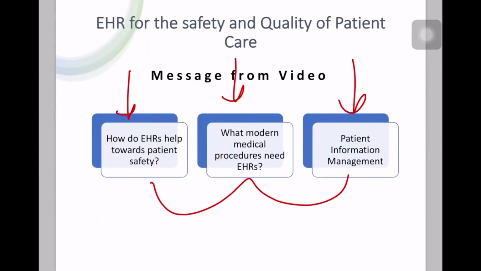The first question is, how does EHR help towards patient safety? This was explained with an example in the video. The second question is, what modern medical procedures need EHRs? You should write that. Then patient information management: how the EHR helps in managing the patient information, and how this information management would lead to saving cost and improving patient quality, safety, and value.